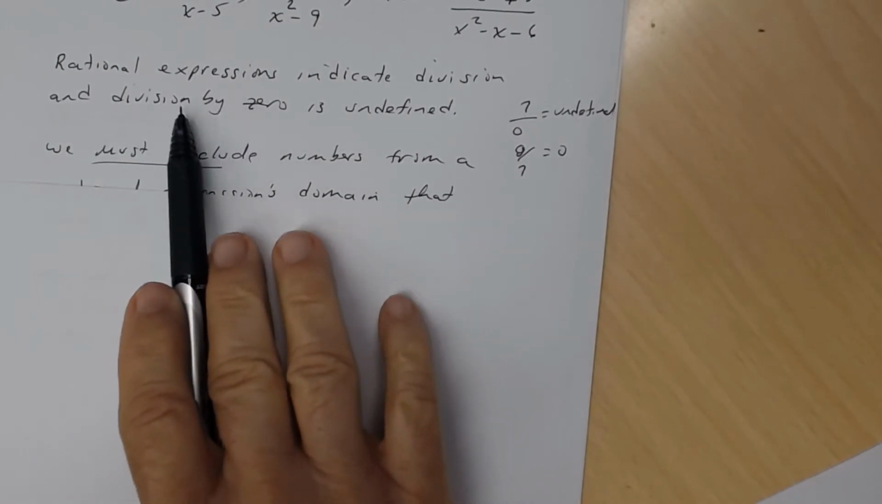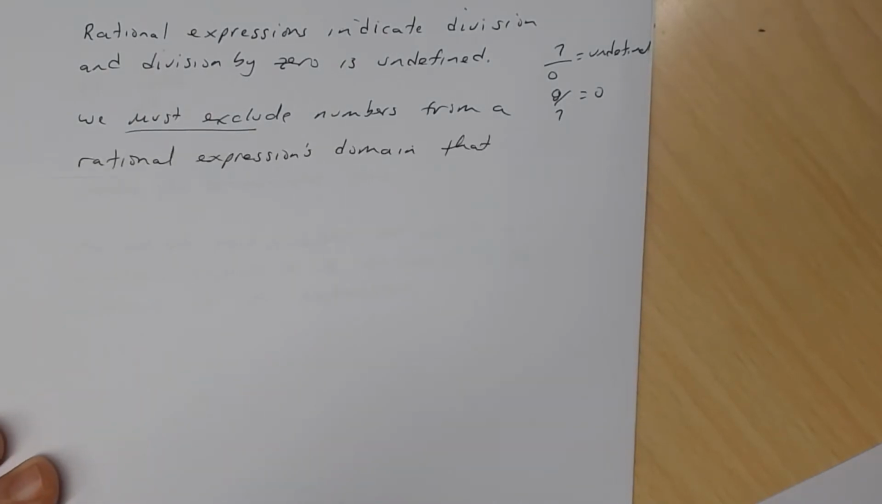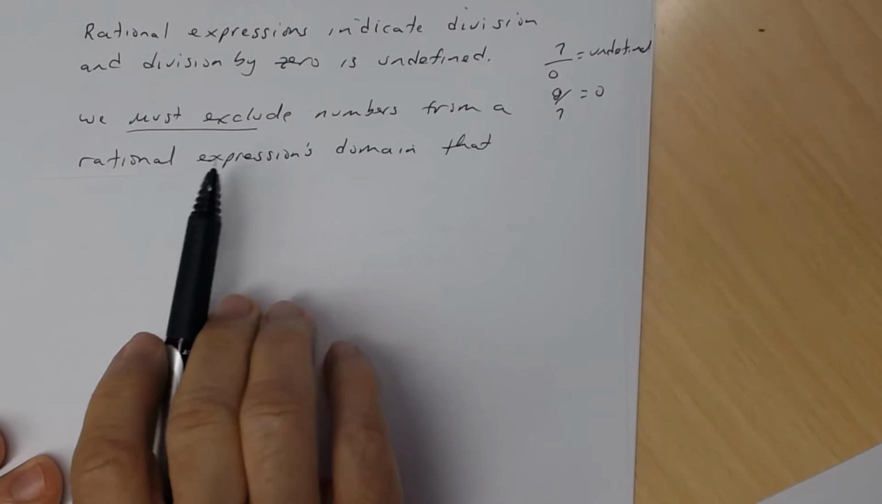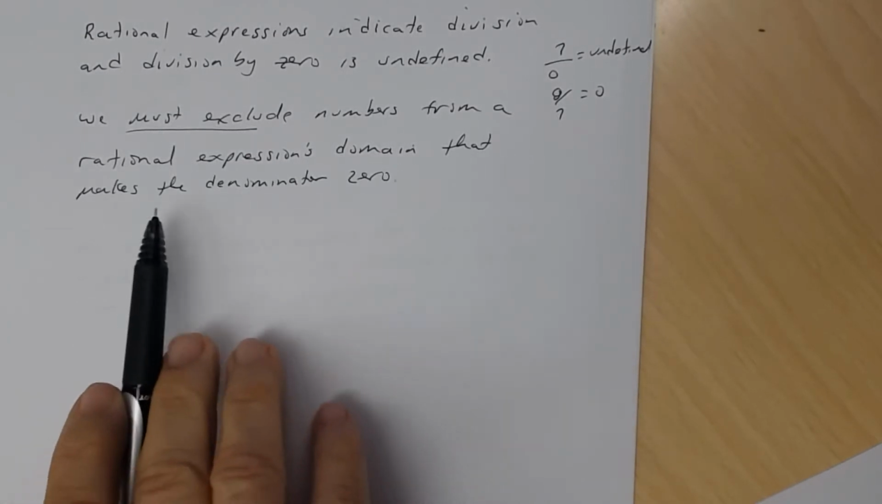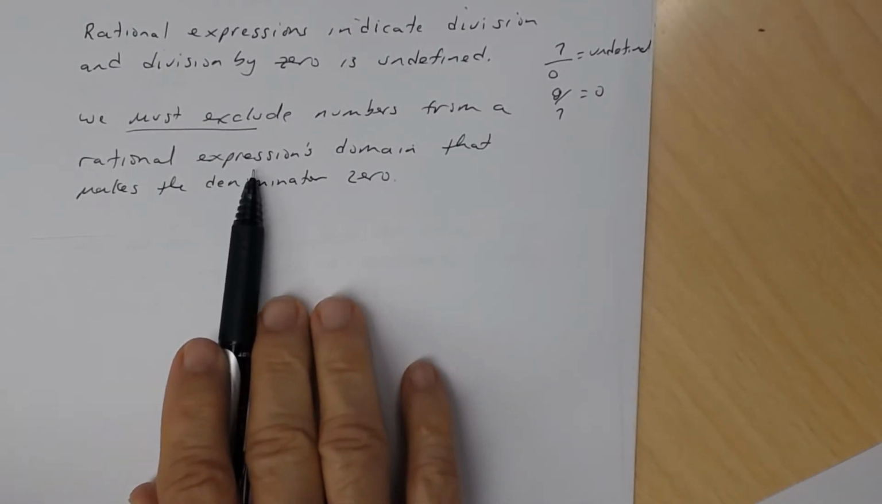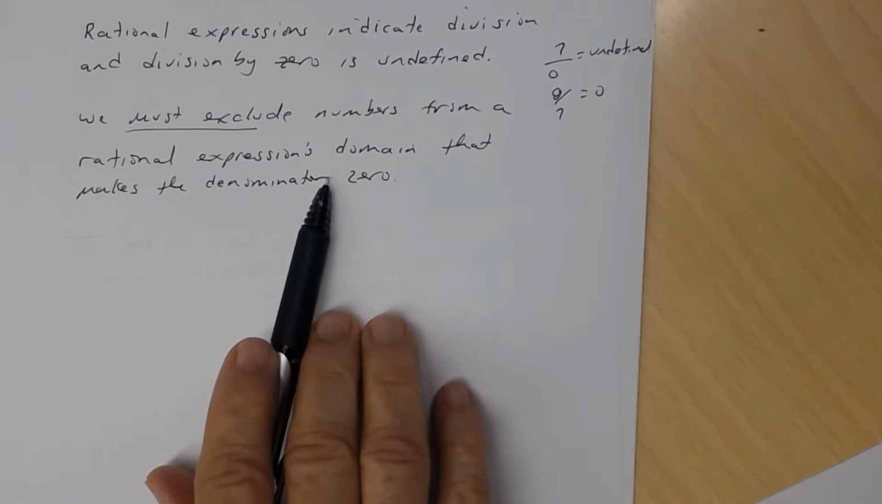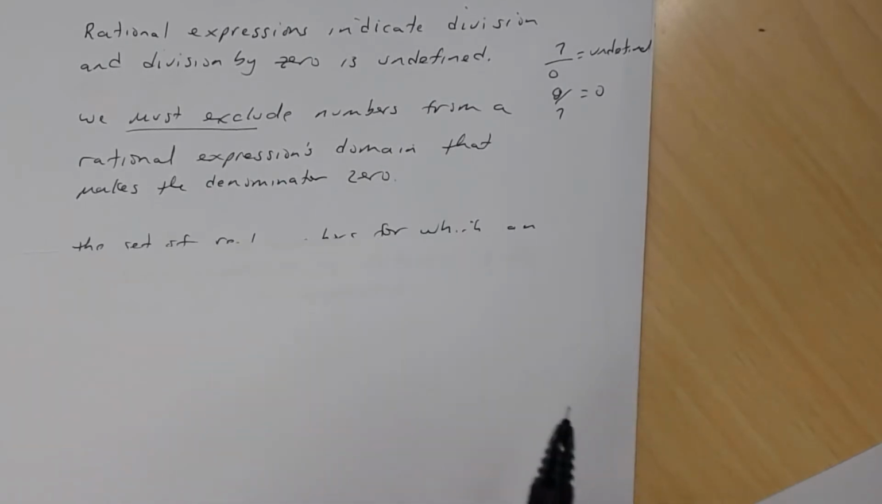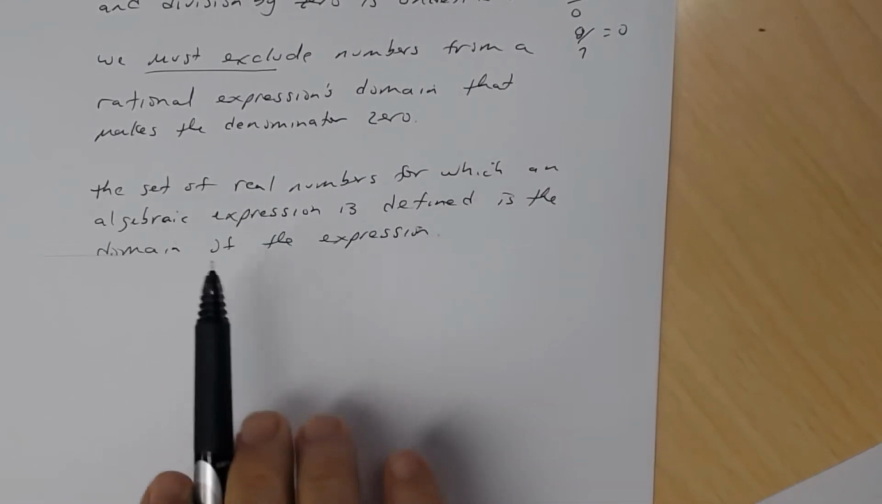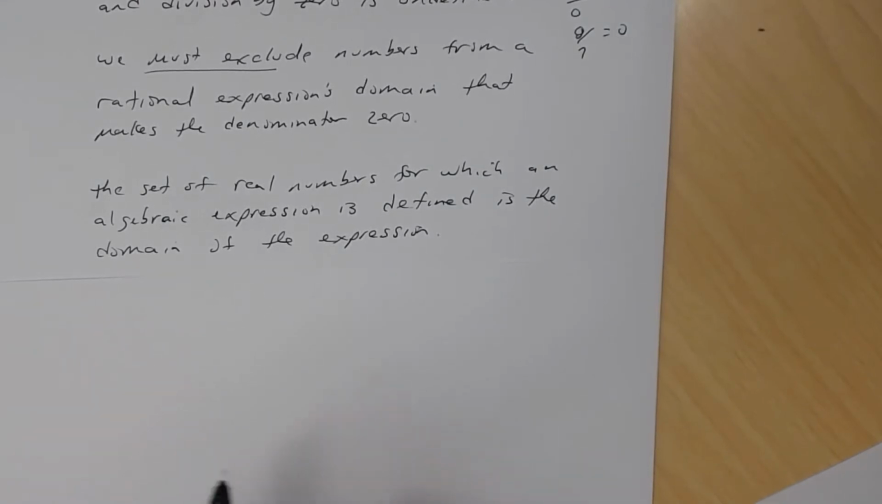Okay, so since we know that we cannot divide by 0, when we are dealing with rational expressions, we must exclude numbers from a rational expression's domain that make the denominator 0. So we have to determine what values of the variable make the denominator 0, and we have to exclude them from the domain. Now you may have forgotten what a domain is. The set of real numbers for which an algebraic expression is defined is the domain of the expression.